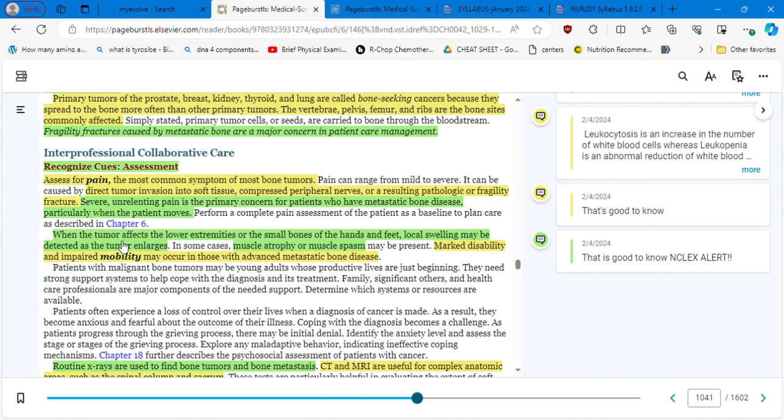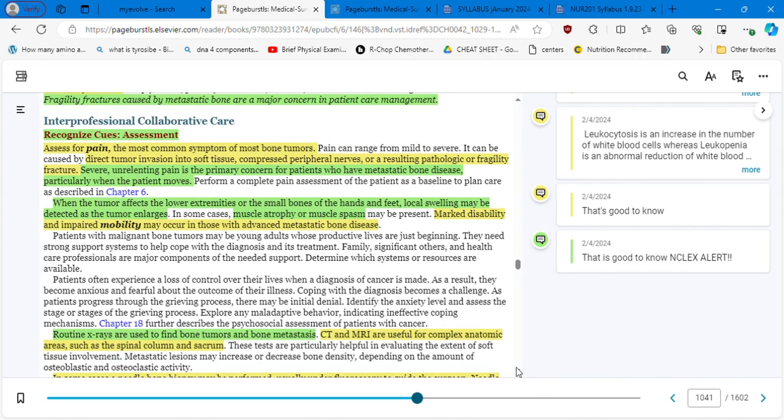When the tumor affects the lower extremities or the small bones of the hands and feet, local swelling may be detected as a tumor enlarges. Muscle atrophy or muscle spasm could be present. Marked disability and impaired mobility may occur in those with advanced metastatic bone disease. And that's good to know, right?